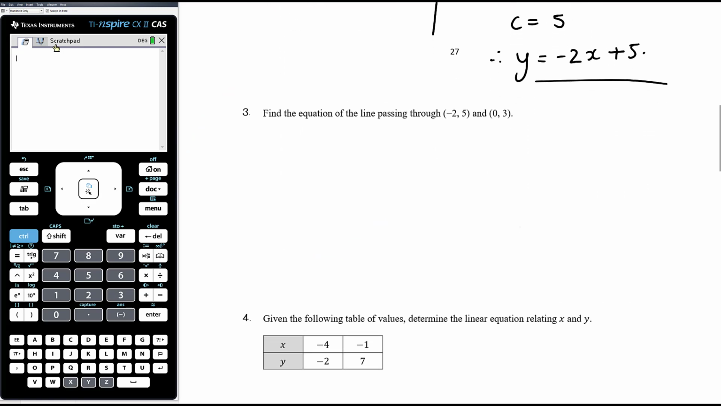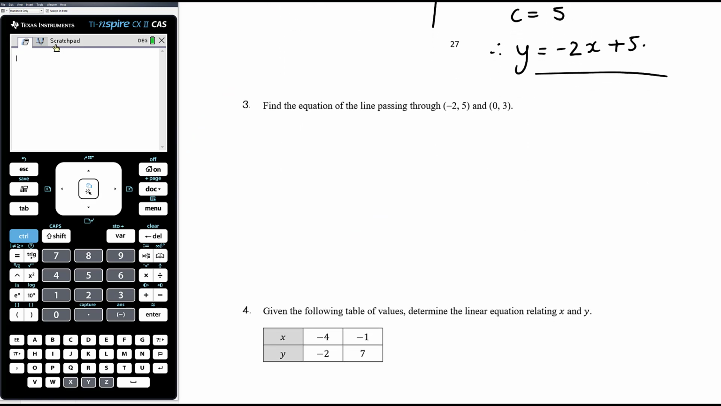Alright, example 3. Find the equation of the line passing through negative 2, 5 and 0, 3. This time we haven't got the gradient, but we have got 2 points, and so we can find the gradient using those 2 points. We also notice that one of those points is the y-intercept. So I am going to use y equals mx plus c once I've found the gradient. So we need the gradient first.